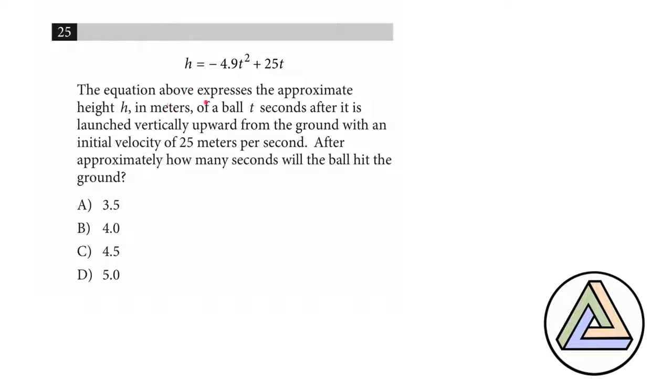Okay, the equation above expresses the approximate height h in meters of a ball t seconds after it's launched vertically upward from the ground with an initial velocity of 25 meters per second. After approximately how many seconds will the ball hit the ground?